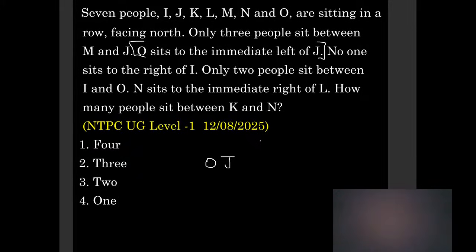Okay, first M and J, three people are sitting. So this is M. First one, second one, and third one. You can take J here. Three people are sitting between M and J. So this is one possibility.